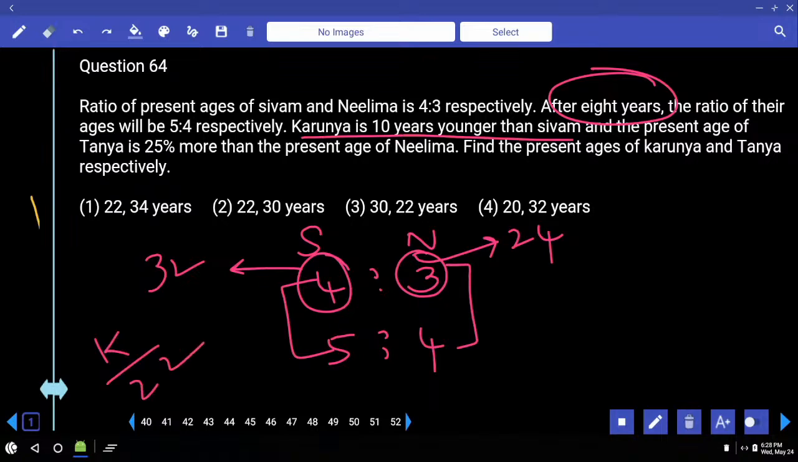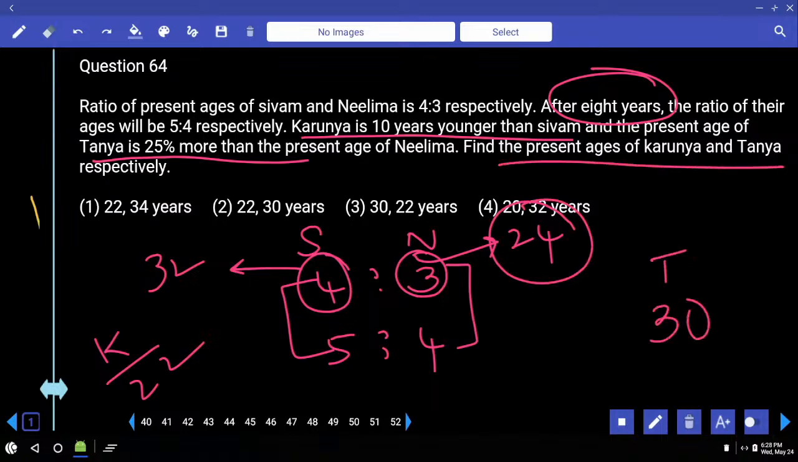And the present age of Tanya is 25% more than Neelima, that is 30. Find the present ages of Karunya and Tanya. 22 and 30. Option 2. Next.